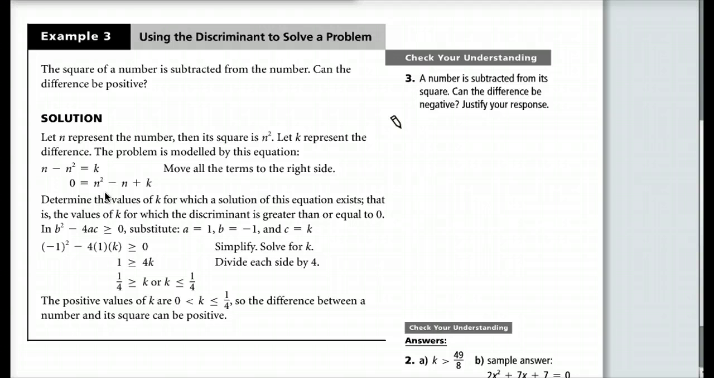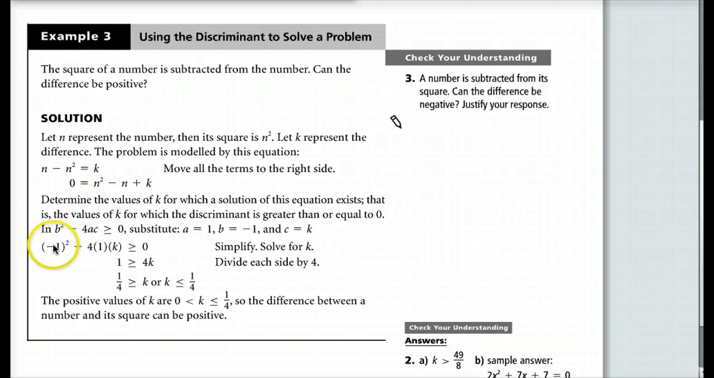What we're trying to do is put them into this kind of equation and then observe what kind of k can make this equation have real solutions. So it's really depending on the discriminant. Go ahead and look at this equation. So a equals 1, b equals -1, and c equals k.